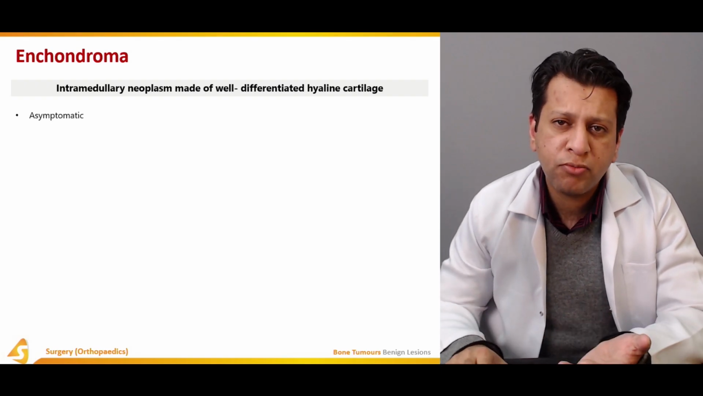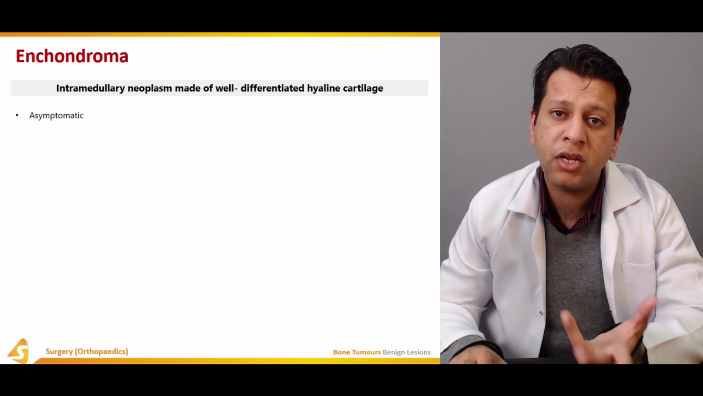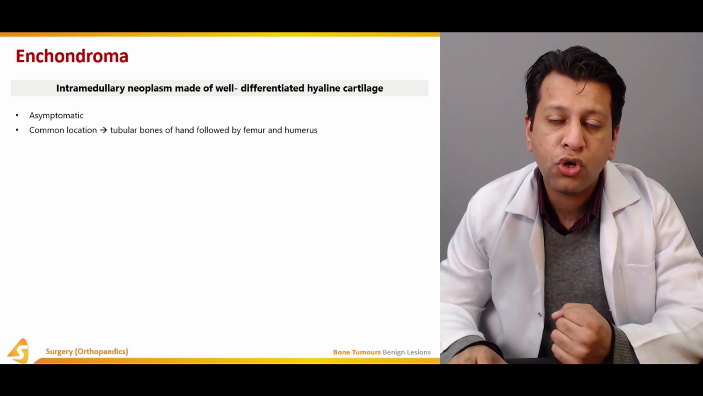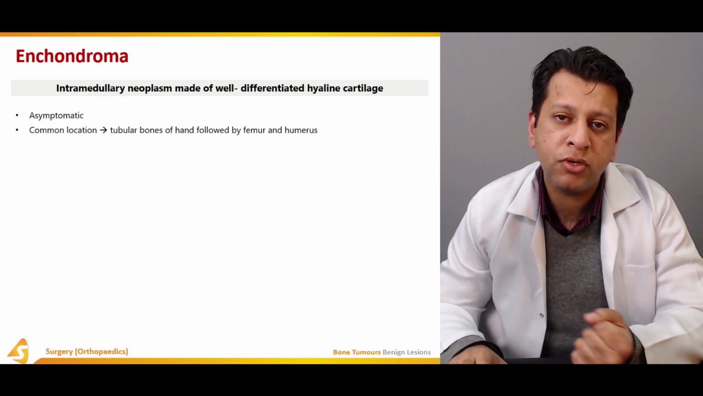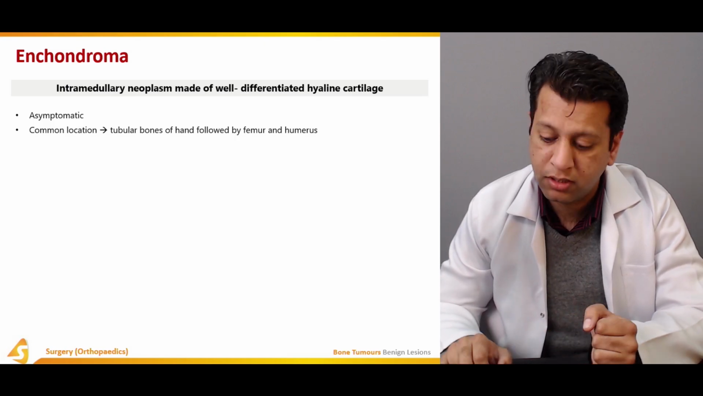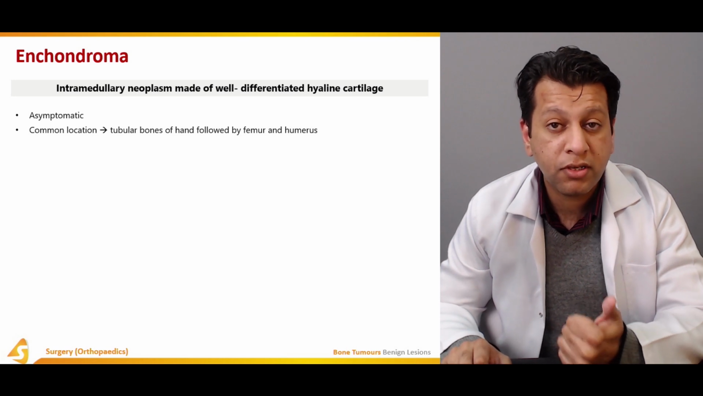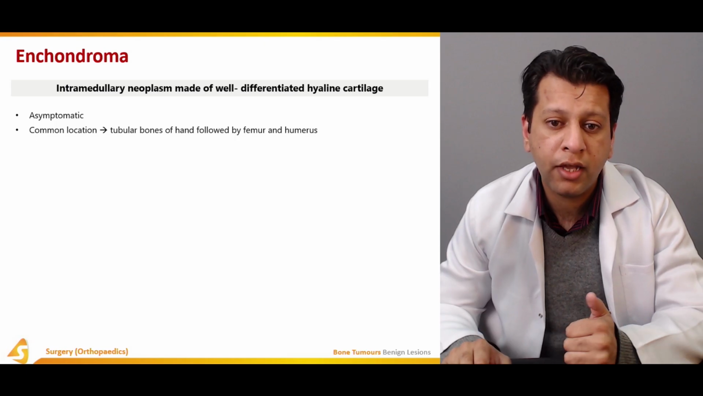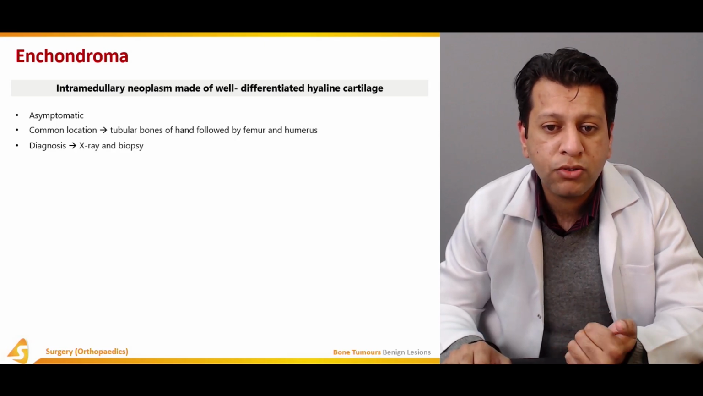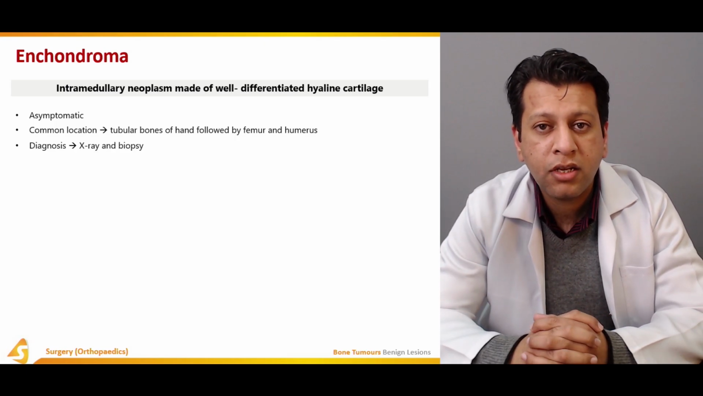It's usually asymptomatic. Sometimes it may present with pain, or it may be an isolated finding at all. The common location includes the tubular bones of the hand, followed by femur and humerus. It's more common in the hand especially. And there are specific terms as well. There are two different syndromes which may be associated with the hand as well. The diagnosis is usually on X-ray and biopsy.